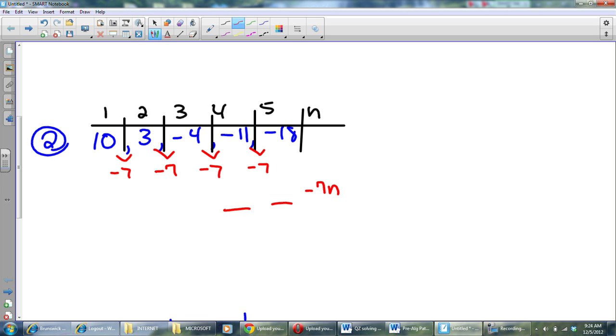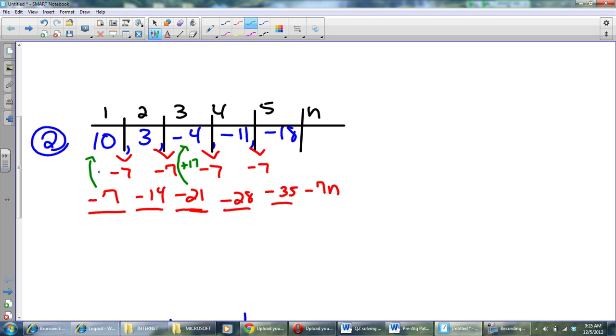Make my comparison line, and plug the 1, 2, 3, 4, 5 in for n. So negative 7 times 1 is negative 7. It'd be negative 14, negative 21, negative 28, and negative 35. Okay, well, let's see here. Looks like on this one, this might be the easiest one. Looks like I'm going to have to add 17.